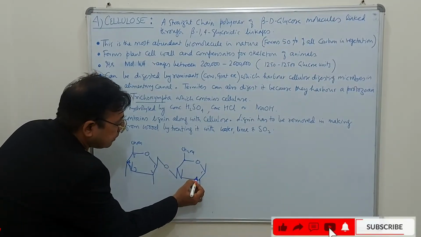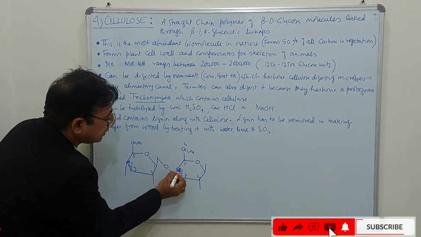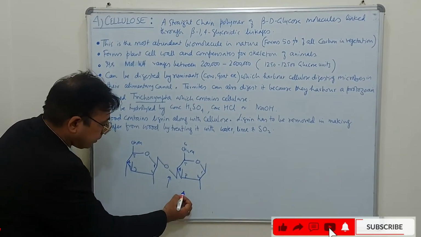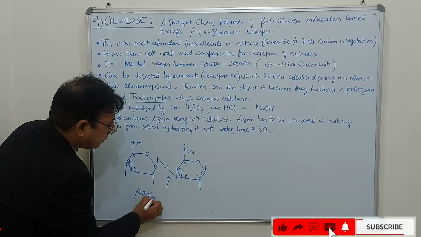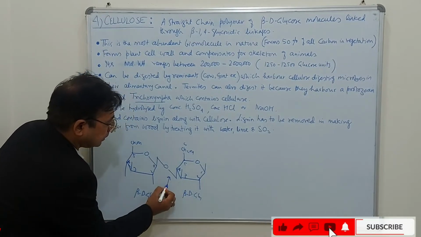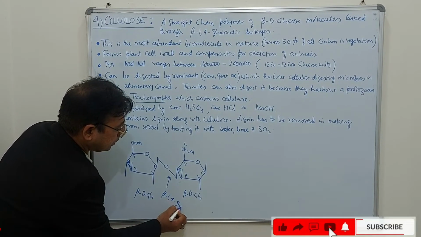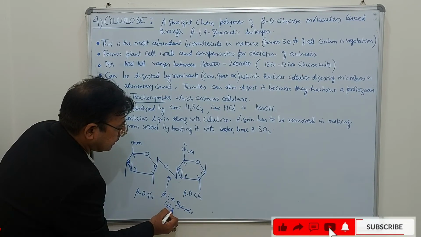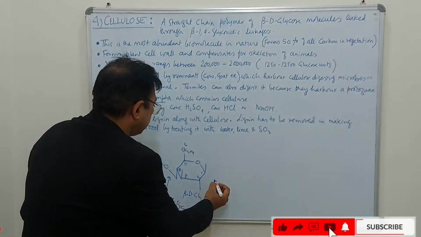This is position 1, 2, 3, 4, 5, 6. So you see that this bond is between position 1 and position 4, and because we are taking beta D glucose, every molecule is beta D glucose. So this bond is called beta 1,4 glycosidic linkages.